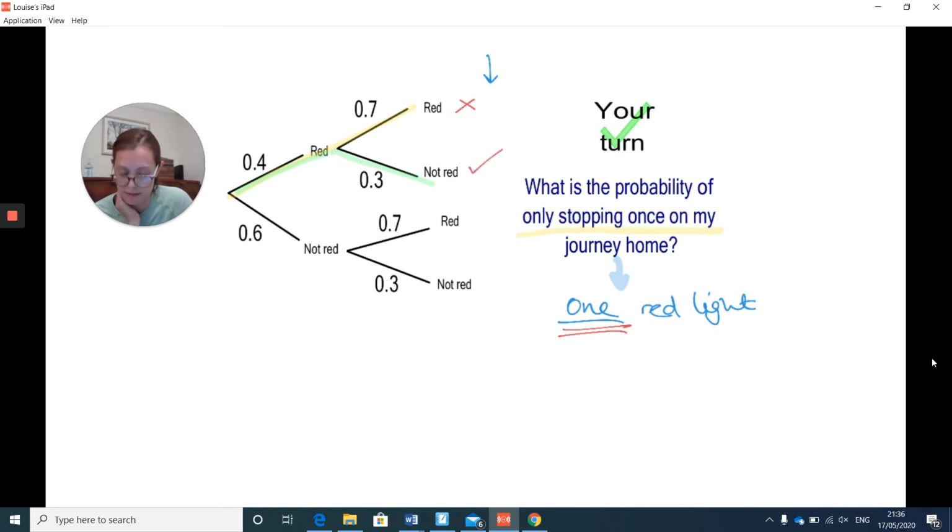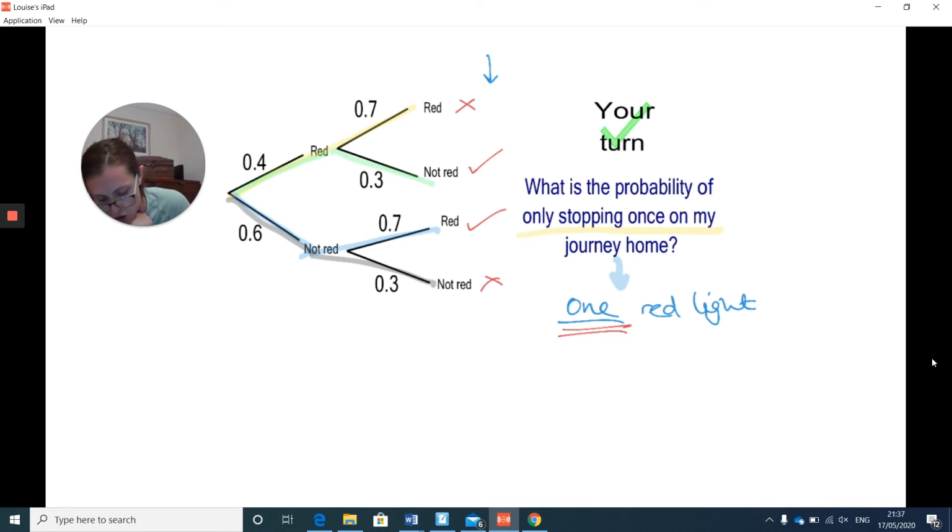It is met. Next one, not red and red. So I've gone through the first light, but then I have been stopped. So I've been stopped once by a red light. So this one gets a tick. And then the final one is not red and not red. So I haven't been stopped at all. No lights have stopped me. So this one doesn't meet my criteria because I want to stop at least once. Okay. So red and not red, and not red and red, are my 2 combinations.